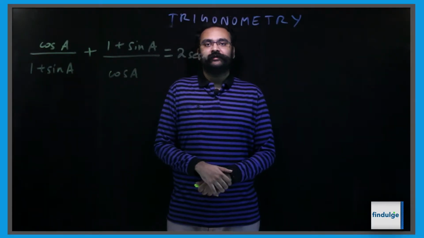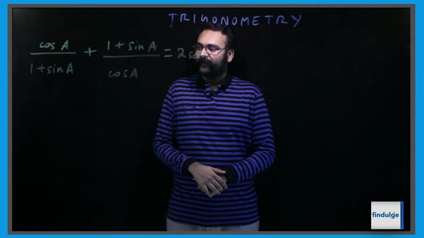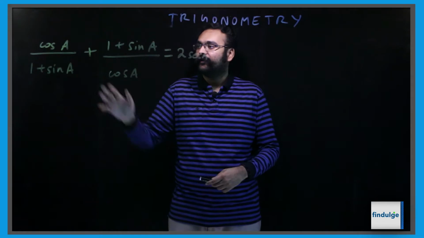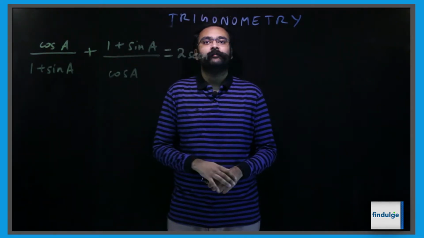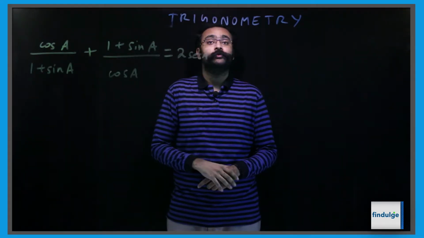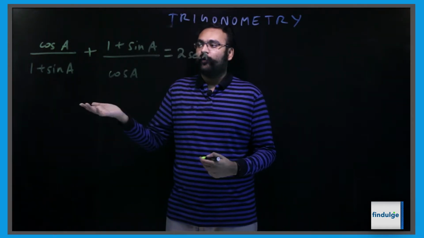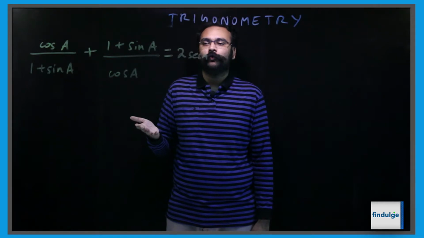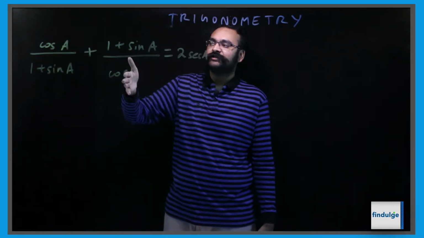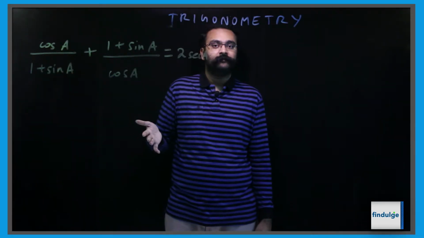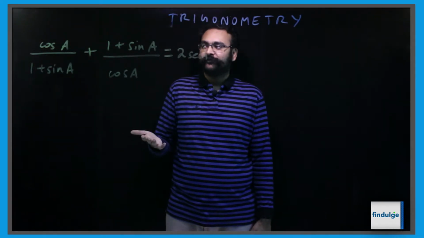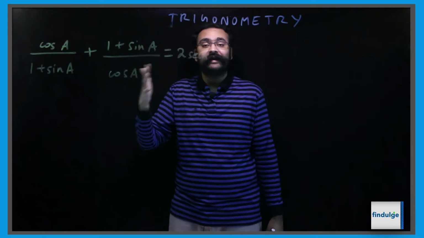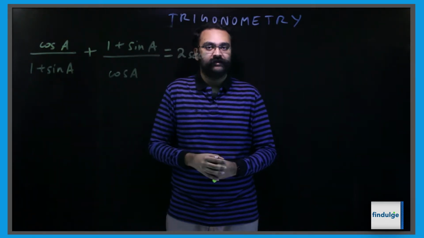Here's another question that we will deal with. Now, we have to prove that cos A upon 1 plus sin A plus 1 plus sin A upon cos A is equal to 2 sec A. Now, when we look at this question, one thing that immediately jumps out to us is that these are just the reciprocal of each other. Beyond that, there really isn't anything else that we can directly do. There's no identity that's immediately visible to us.